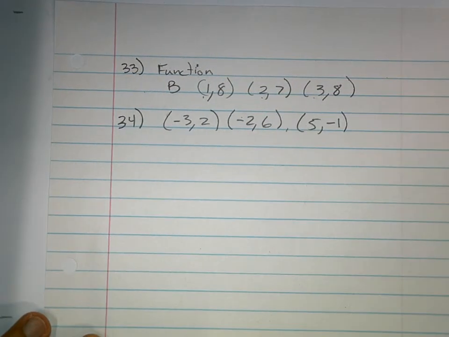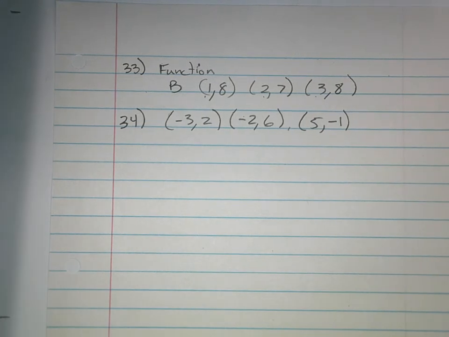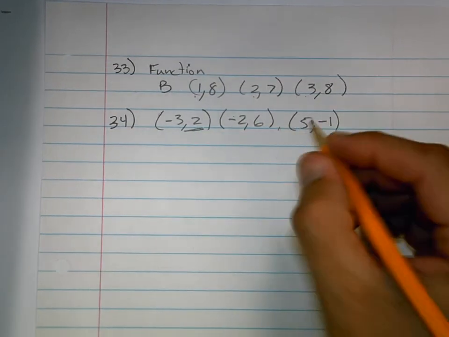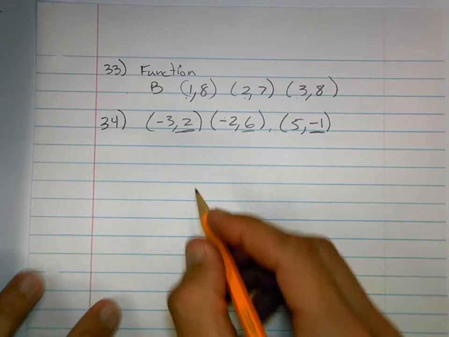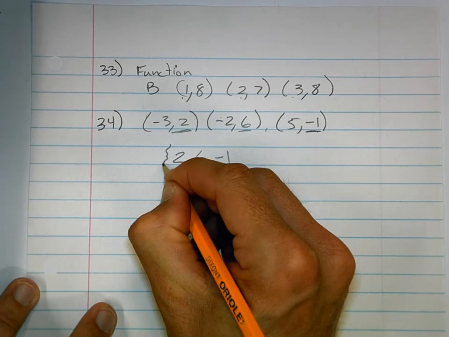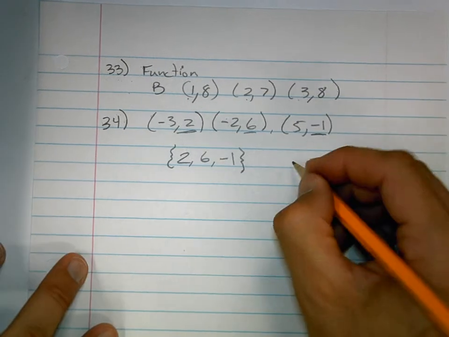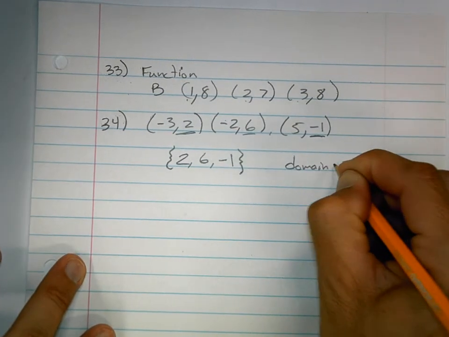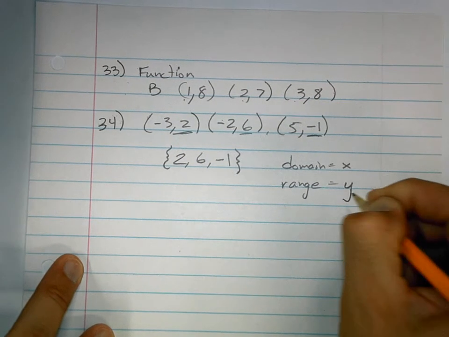So remember, we have domain and range. And when you're looking at the range, you're looking for the y value. So in here we have 2, 6, and negative 1. Okay, so it's going to be 2, 6, and negative 1. Remember that: domain is x and range is y.